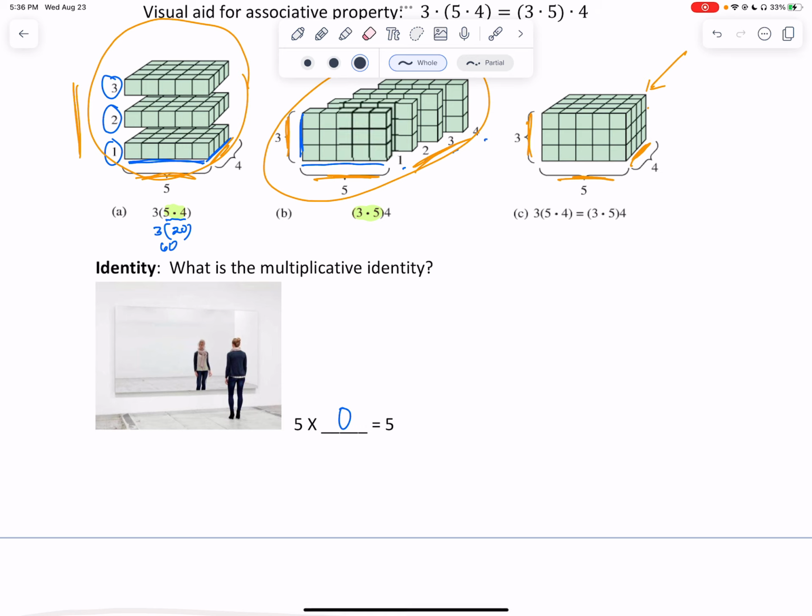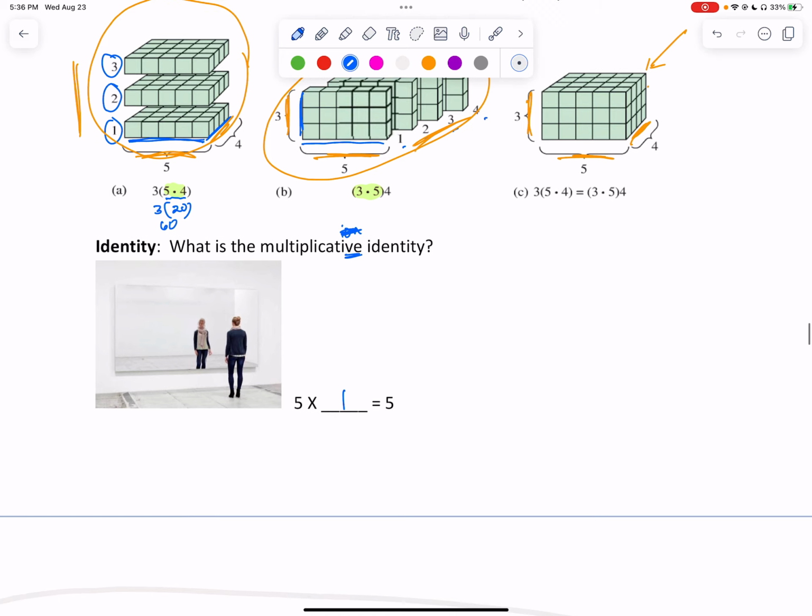That should be 1. I don't know why I put 0. So I should be multiplying by 1. So that 1, I wish they called it the identity of multiplication. But instead they call it multiplicative, they replace the tion with ive. So multiplicative identity is 1.